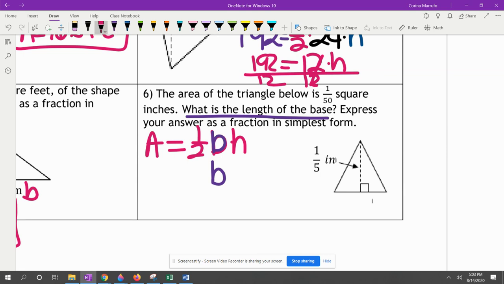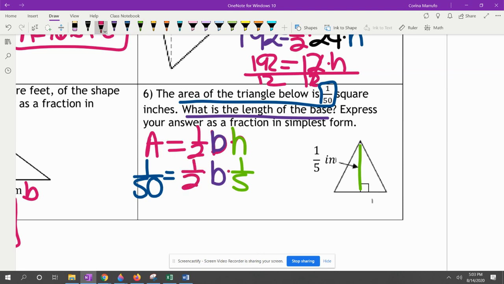They tell us that the area is equal to 1/50. So here I'm going to put 1/50 equals, and then by the picture, we can see that the height is 1/5. So instead of H, I'm going to put 1/5. And then the 1/2, I'm just going to bring it down. And then we will start solving. So real quick, I'm going to multiply the 1/2 times the 1/5, and that is going to give me 1/10 times B. And then over here, it stays as 1/50.